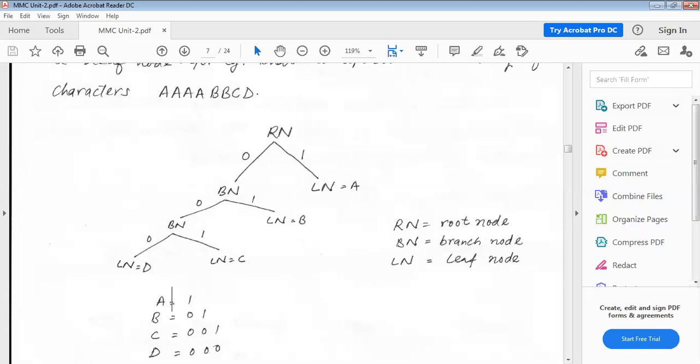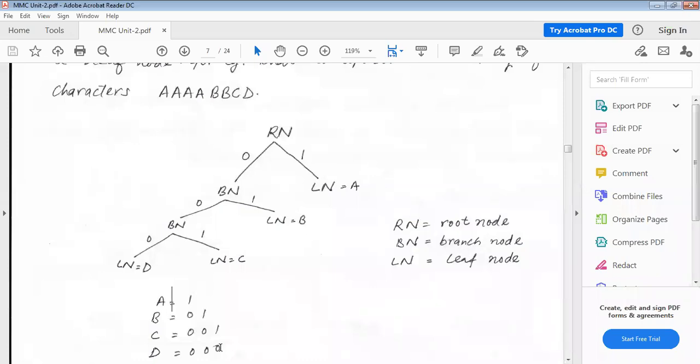Next, how can we write the D character? I will go like this: 0 from the top, then 0, 0. We have to follow the flow from top to bottom, to where the leaf node is located from the root node. So 0, 0, 0. We cannot go like 0, 1 there. We need to follow the procedure from top to bottom, to where the leaf node terminates. So D is written as 0, 0, 0.